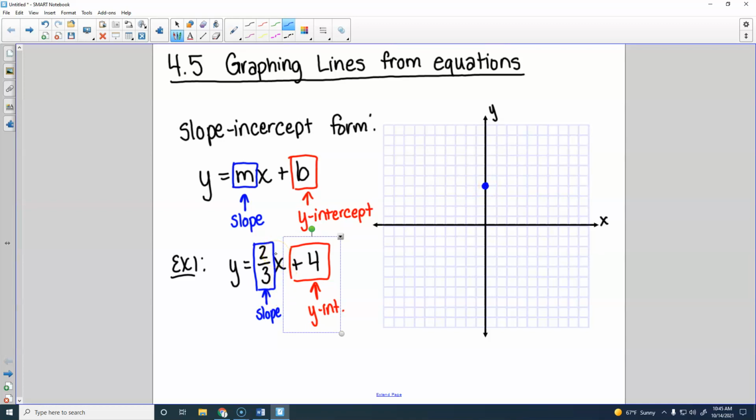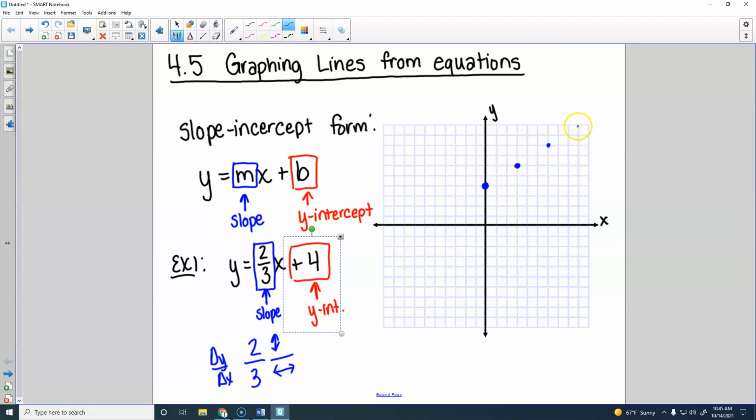So our slope is 2/3. Our slope is our change in y over our change in x, which is how much we go up or down over how much we go left or right. So the top number tells me to go what? 2 up or down? Up. And 3 tells me go to the right 3.